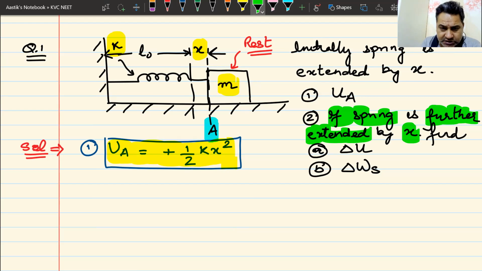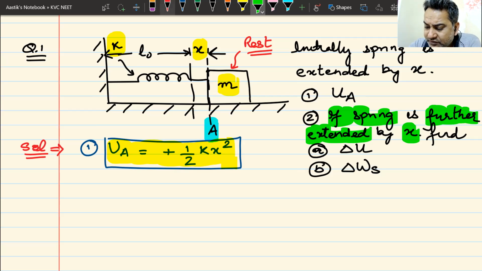What is the change in the stored energy, the elastic potential energy or spring potential energy? Remember, all these potential energies are stored. They can be used to do some good work, some useful work. What is the change in internal energy?